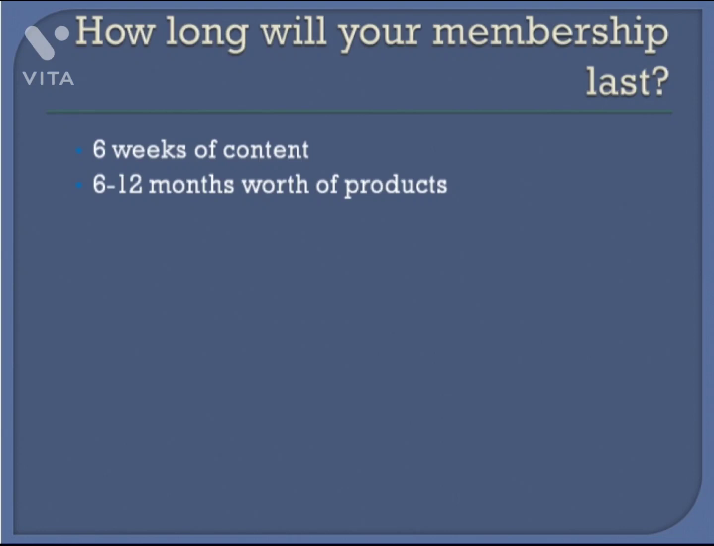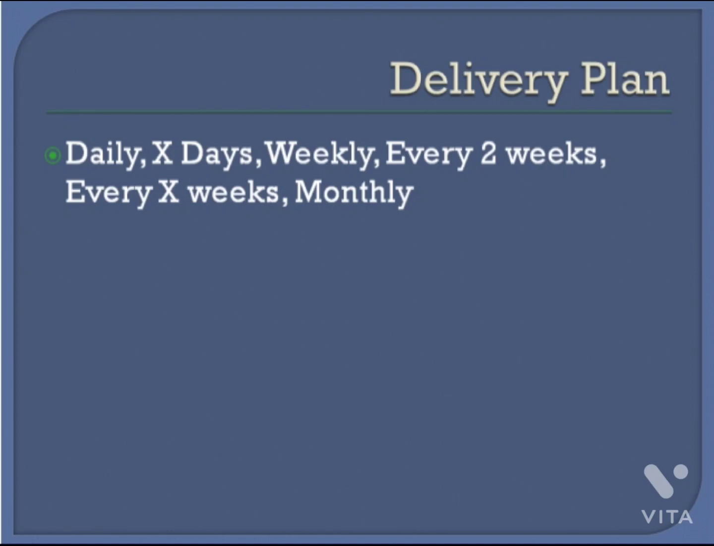So figure that out, and once you figure out how much content you have and how long it'll last, then you can understand your delivery plan. And that's very, very easy. It just follows through with the same thing. You can do daily, X number of days, weekly, every 2 weeks, every X weeks, monthly, and so forth. And once you understand your delivery plan, when you set up your autoresponder, all you have to do is create a new follow-up for every one of those days, those X days, those weeks, and so forth.